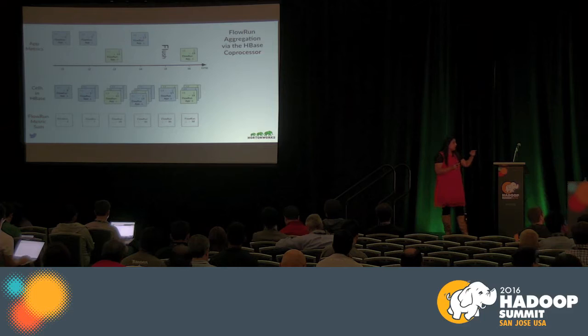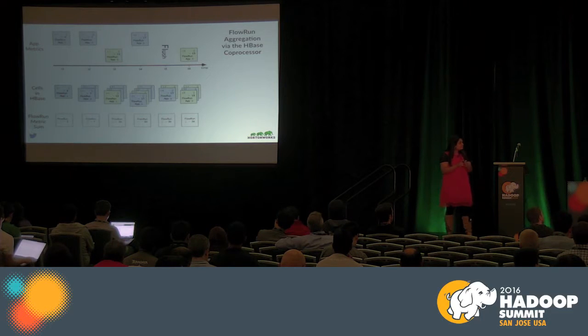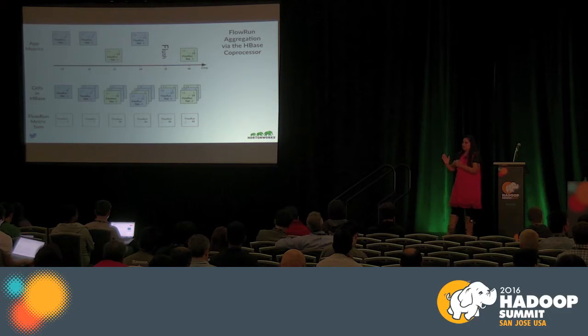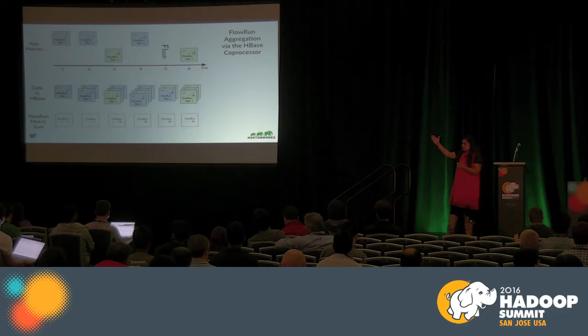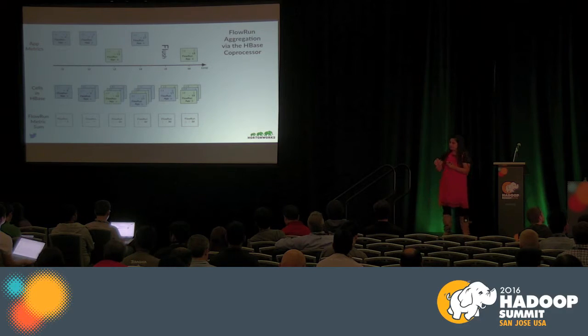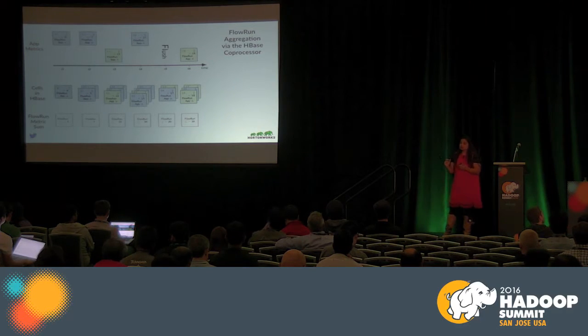The bottommost row, the white boxes, are the cells created by the coprocessor. Now, these are not yet stored back into HBase. So how does that happen? Let us say at time T4, you query for HDFS bytes read at the flow run level. HBase has 4 cells stored for that column. So the coprocessor will intercept that get or scan call. It will create a custom scanner called the flow scanner.